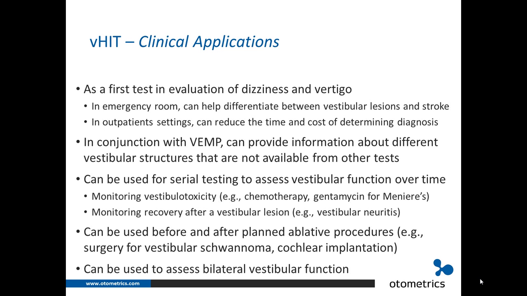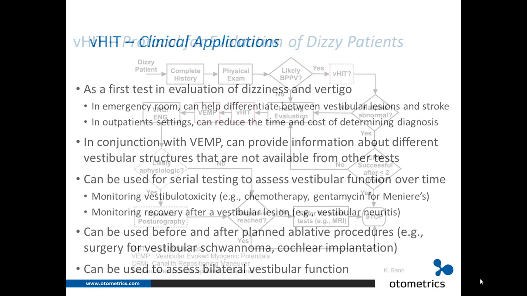VHIT can also be used to monitor recovery, such as in cases of vestibular neuritis. Another application of VHIT is in evaluating the VOR function before and after procedures that may damage the vestibular structures, for example, in case of surgery for vestibular schwannoma or in case of cochlear implantation. Finally, VHIT can be used to evaluate patients with suspected bilateral vestibular loss.